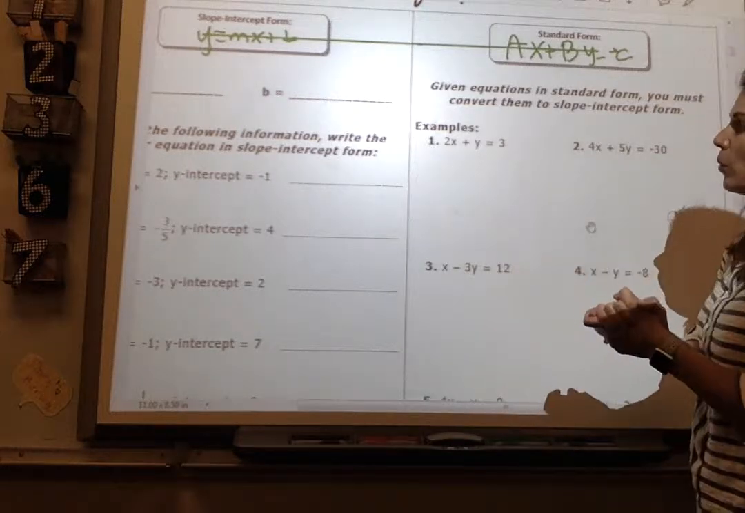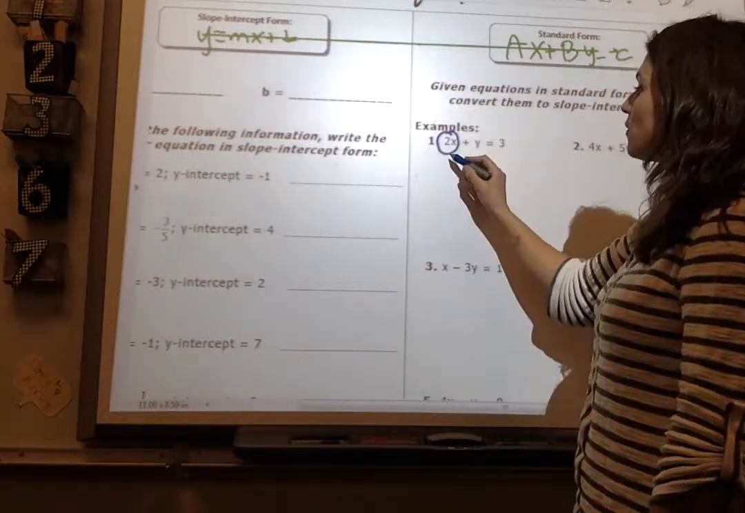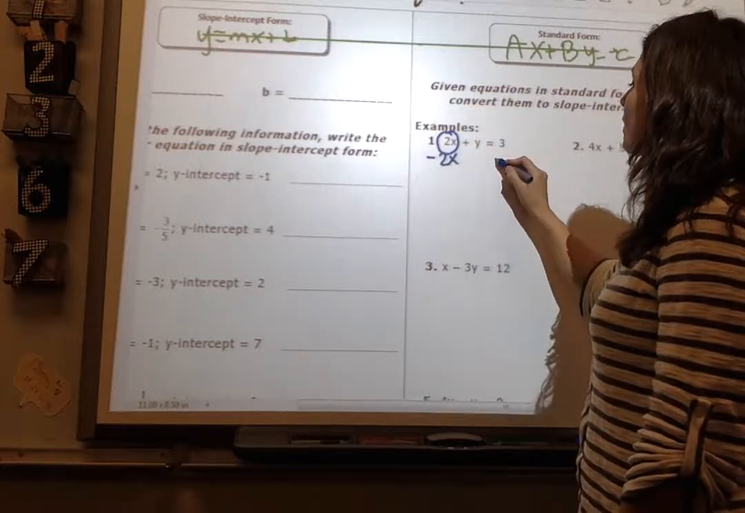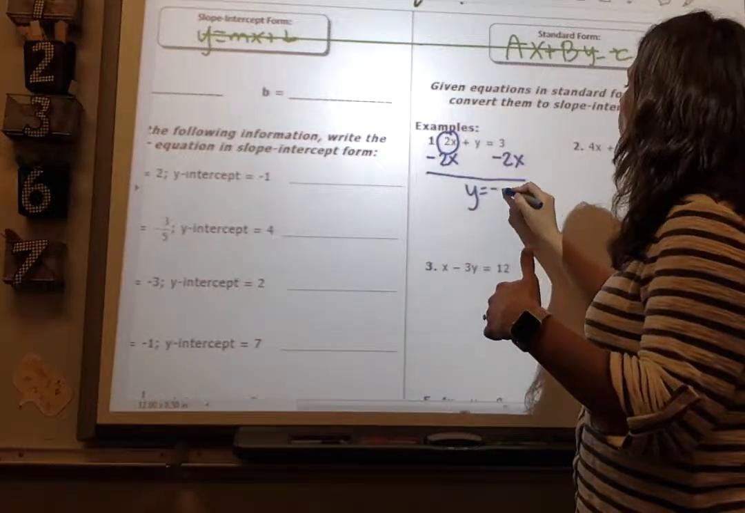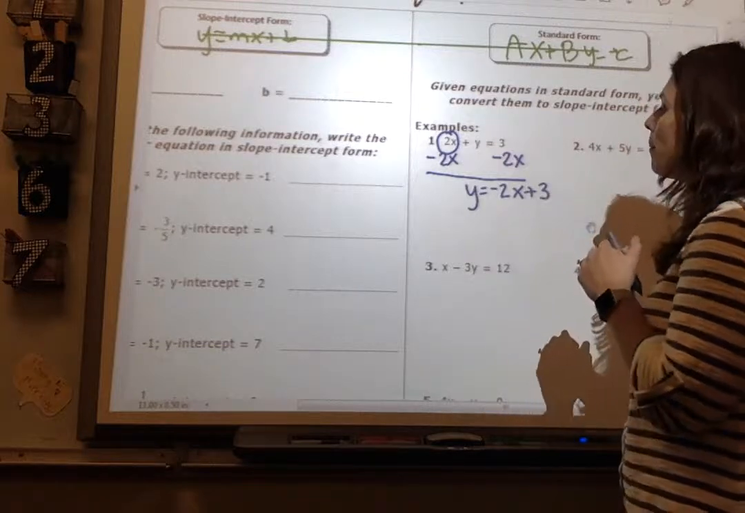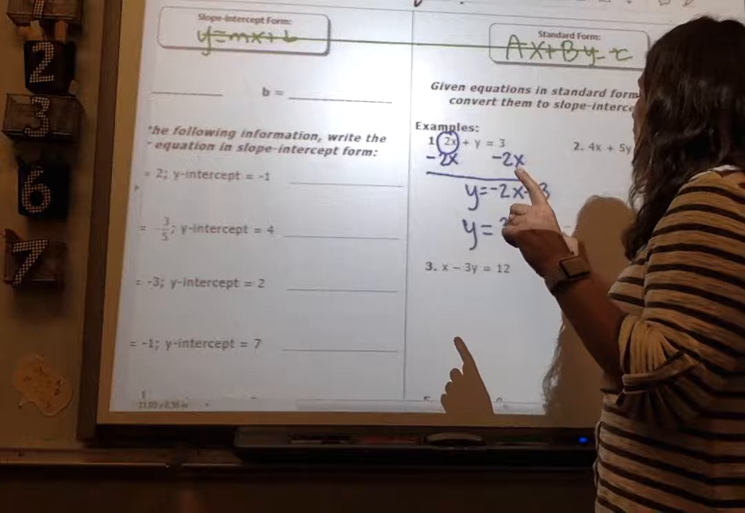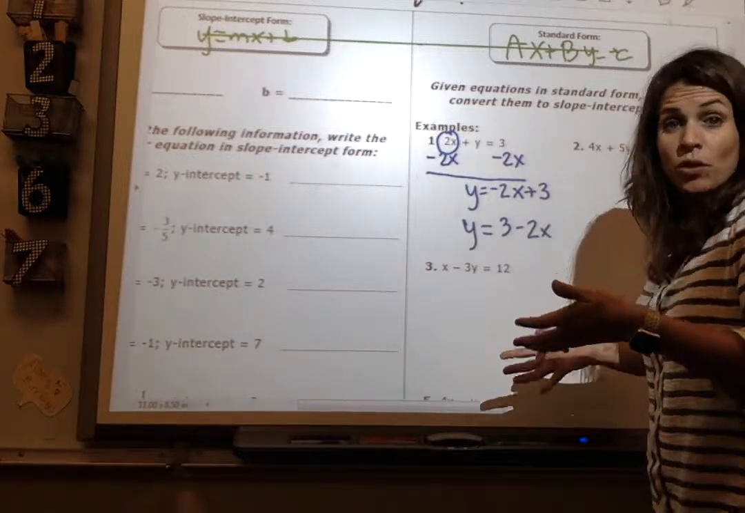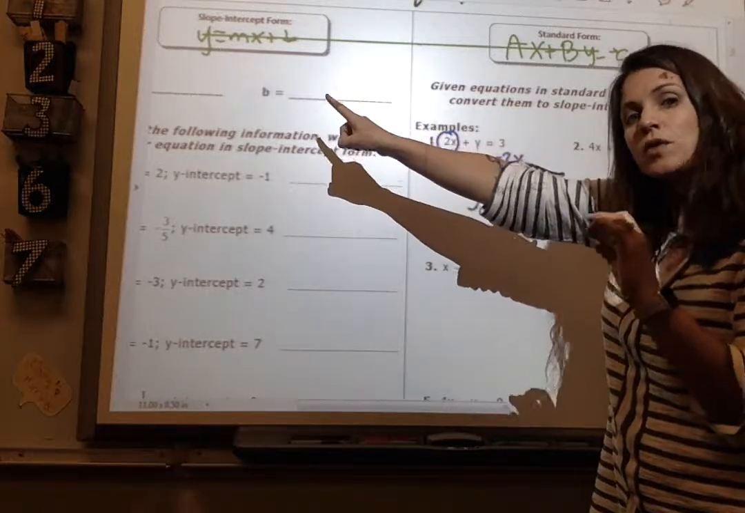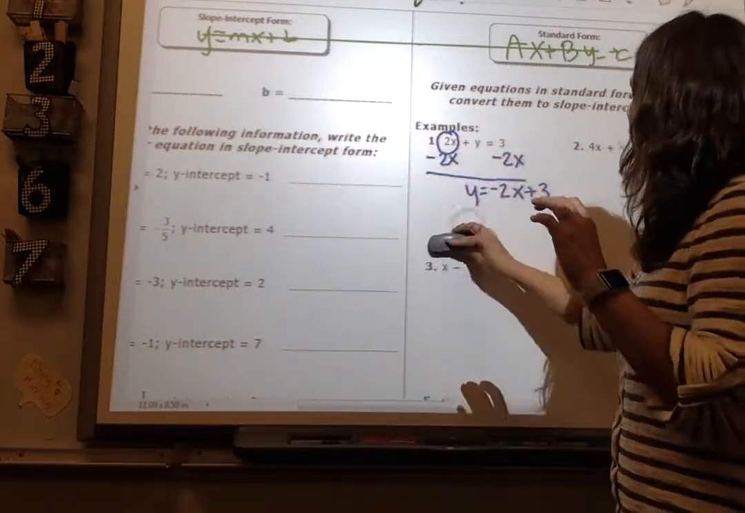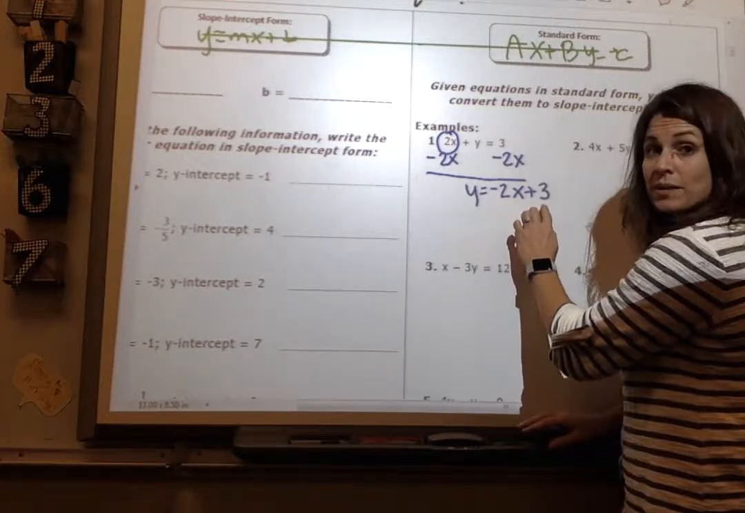Okay, so let's take a look at number 1. I need to get y by itself. So what do I need to do? I get rid of this positive 2x, so I'm going to subtract 2x on both sides, additive inverse. I'm clearing a term. So now I'm left with y equals negative 2x plus 3, okay? Now, could I have said y equals 3 minus 2x? Of course I can. Commutative property says it's okay. But because we want to follow the form of slope-intercept form, I want you to get used to putting it in where your slope is first and your constant term is last, okay?